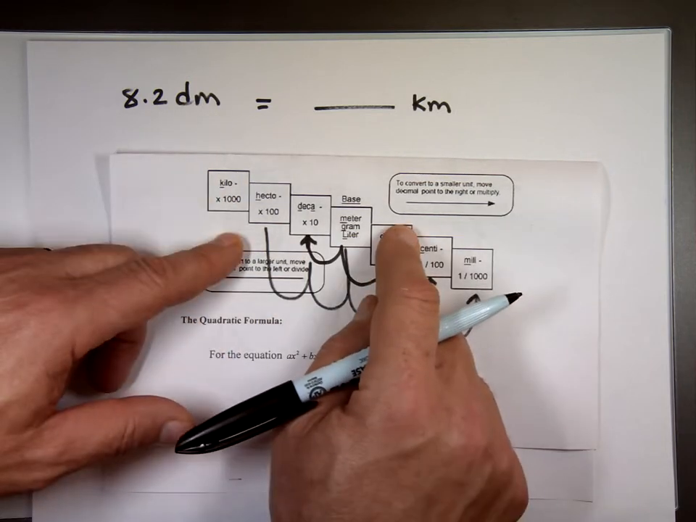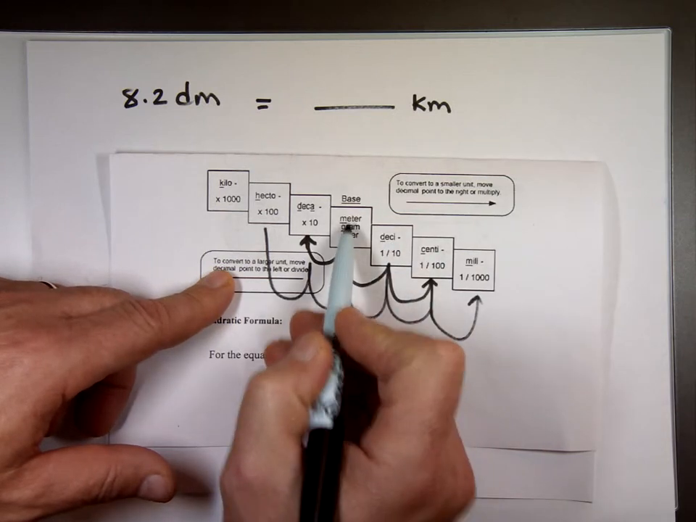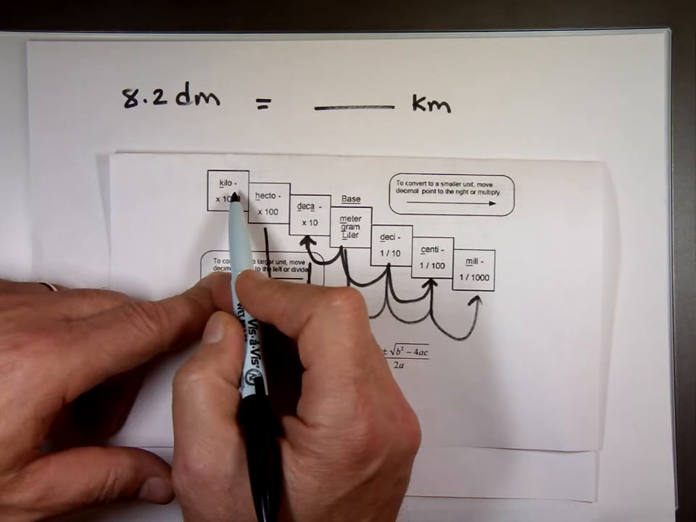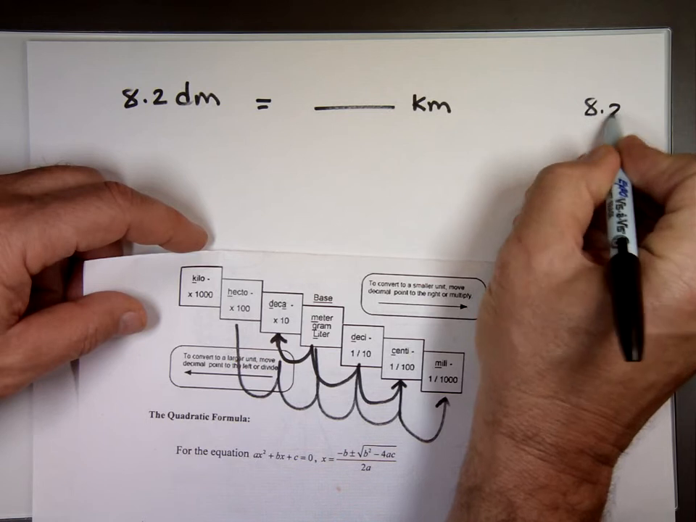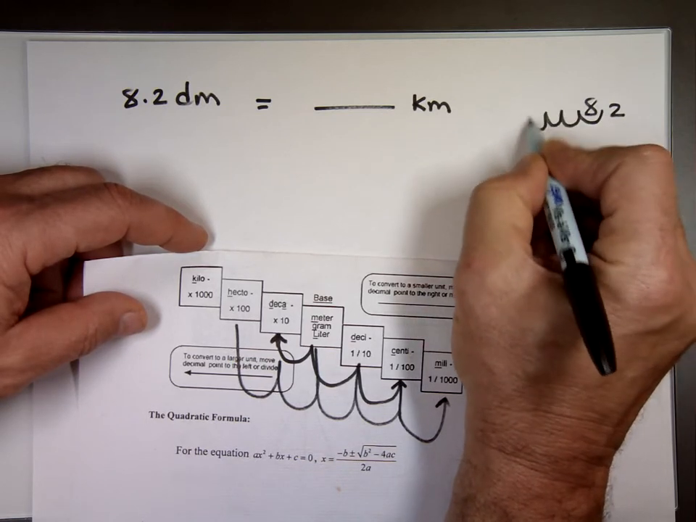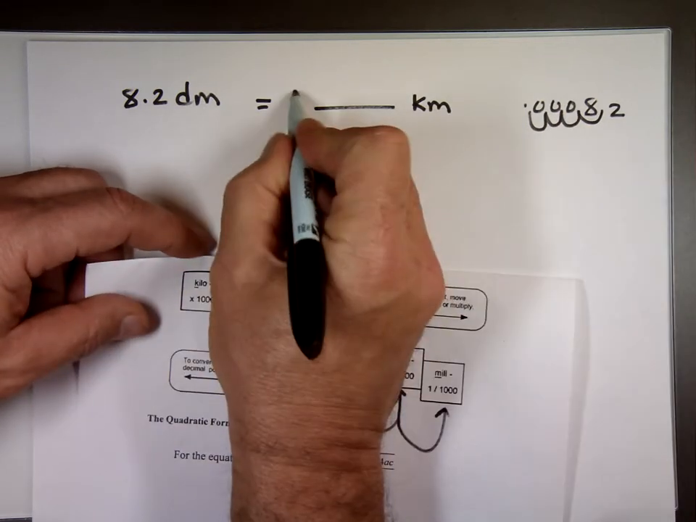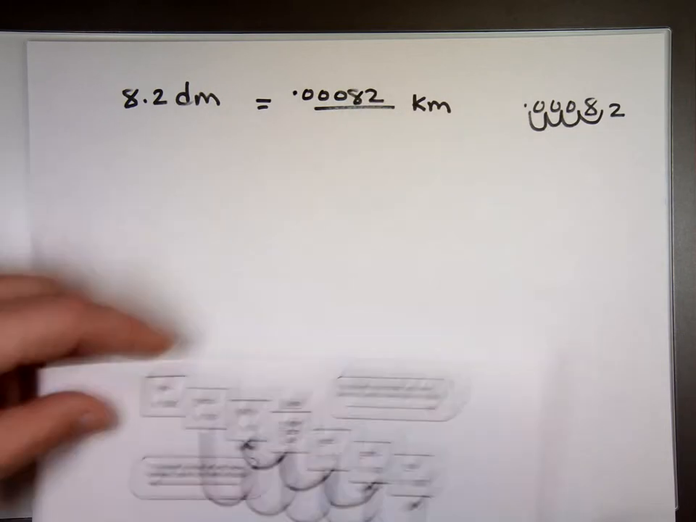You're right here, and you want to go where? To kilometer. How many places? 1, 2, 3, 4 places to the left. So there's the 8.2. Go 4 places to the left. 1, 2, 3, 4. 0.00082 kilometers.